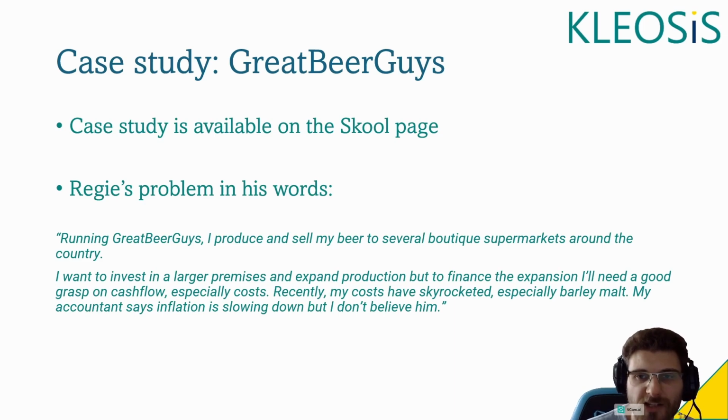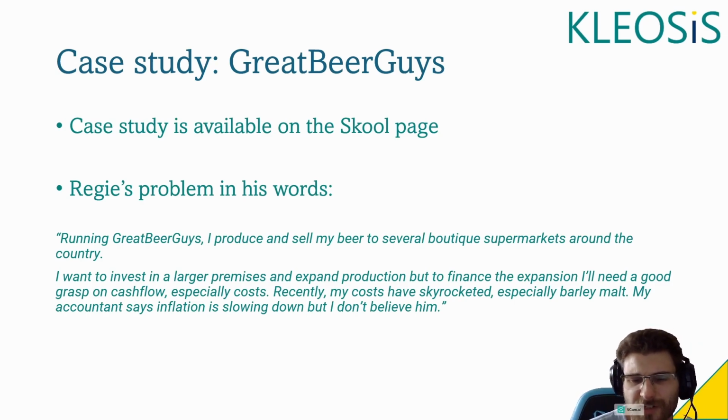So I've written up a case study, and that's at the bottom of this page. I've written a case study called Great Beer Guys, and we have a business owner called Reggie. And he says, running Great Beer Guys, I produce and sell my beer to several boutique supermarkets around the country. He wants to invest in a larger premises and expand his production, but then to finance the expansion, he needs a really good grasp on cash flow, especially costs.